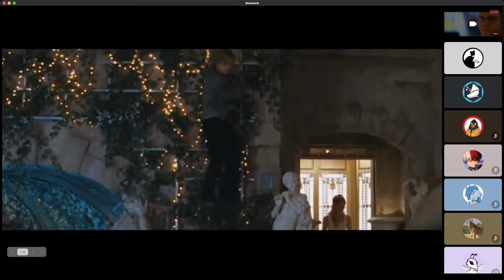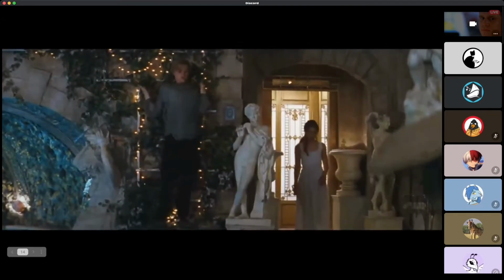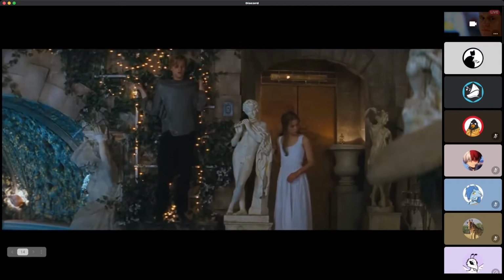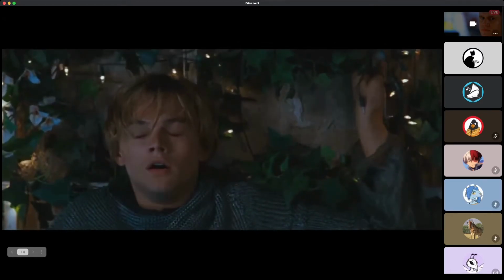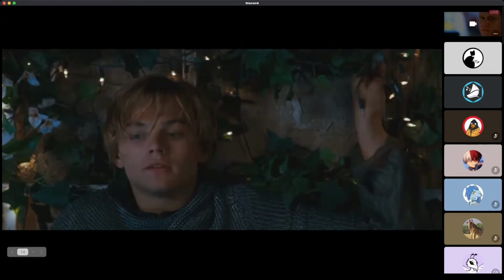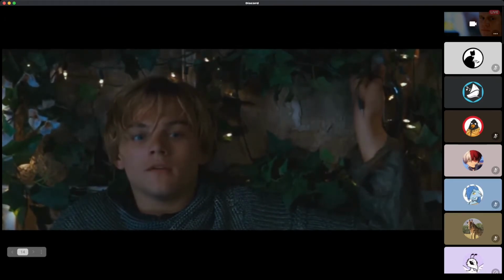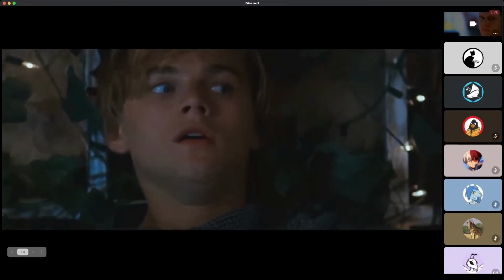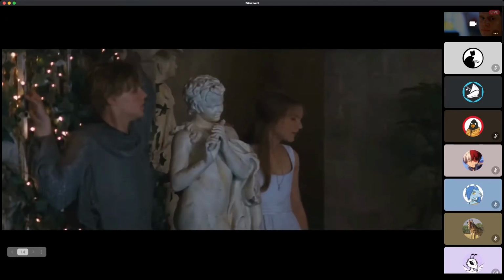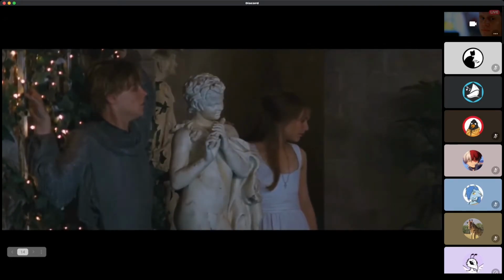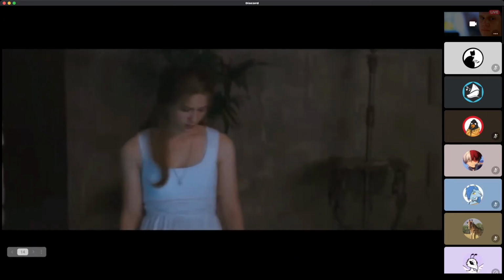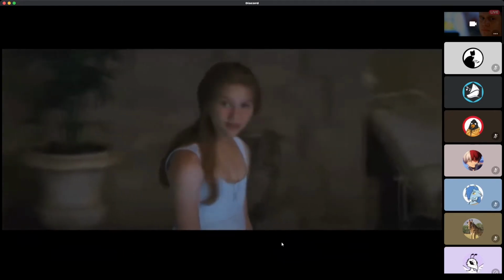It is my lady. It is my love. Oh, speak again, bright angel. Romeo. Oh, Romeo, wherefore art thou Romeo? Deny thy father and refuse thy name. Or, if thou wilt not, be but sworn my love, and I'll no longer be a Capulet.